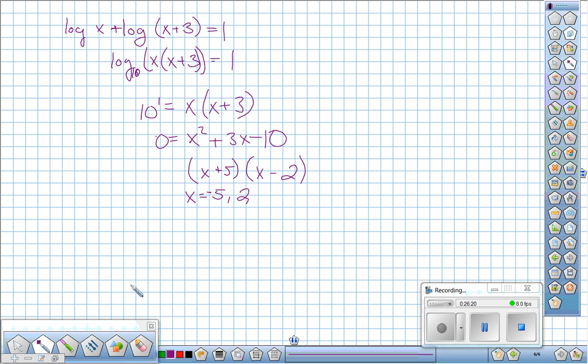Okay, and then I just say x has to equal negative 5 and positive 2. And you really do need to get into the habit of checking your answers back in your original equations, because not all the time will they work. So I'll just check this out.